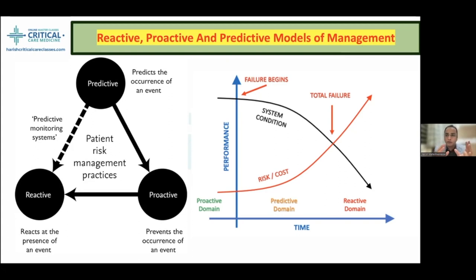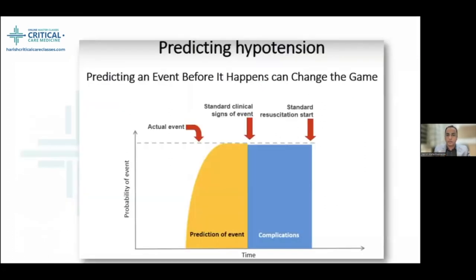So can we predict which particular patient is going to have that hypotension? We call it a predictive model of management and troubleshooting intraoperatively. This is exactly what we need. Prediction of the event needs to be made so that we can have some sort of therapeutic intervention, and we can prevent the onset of that harmful event, that is the hypotension.